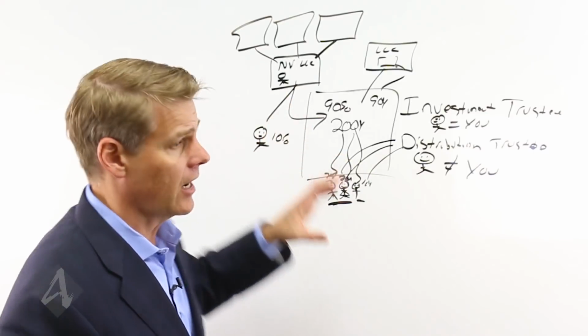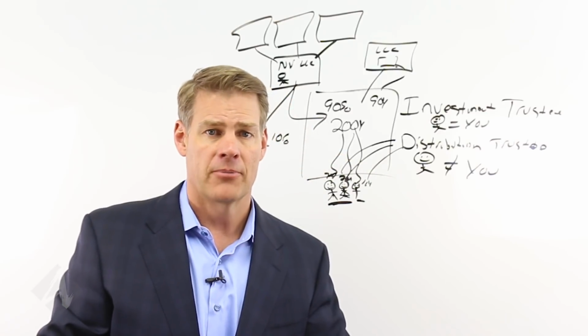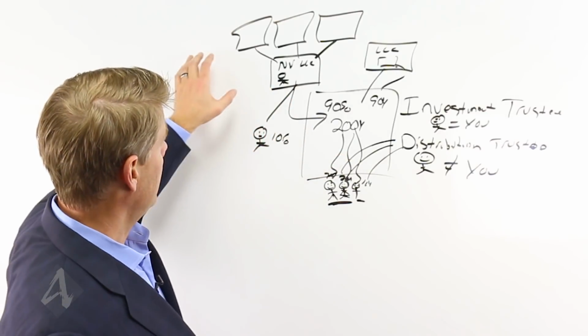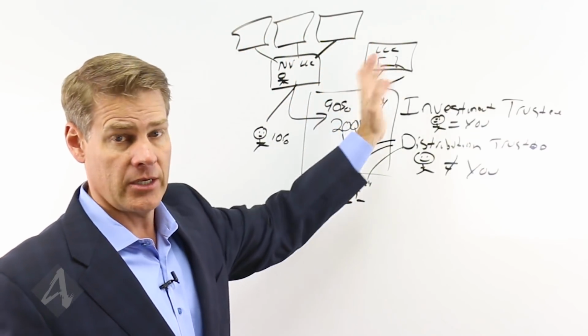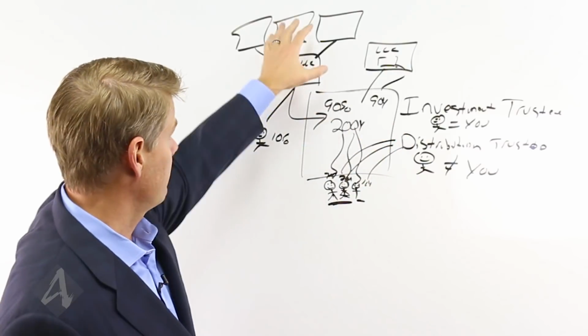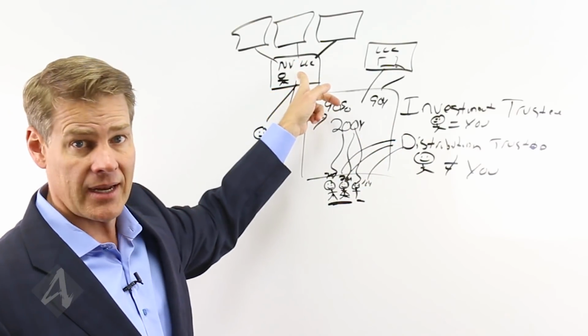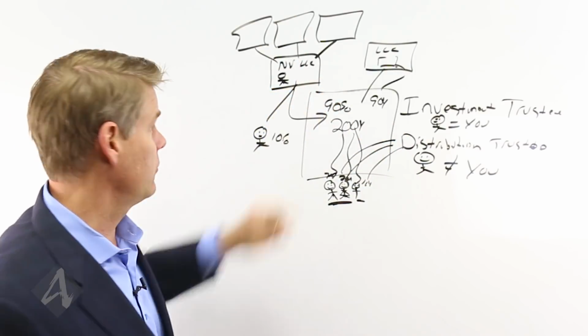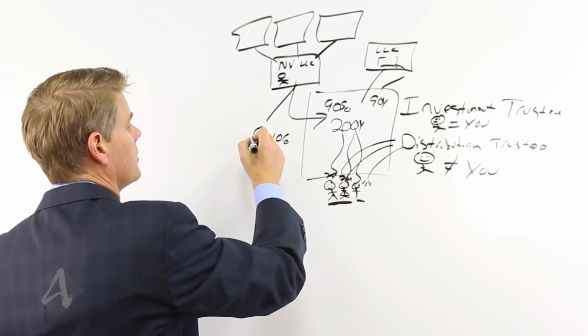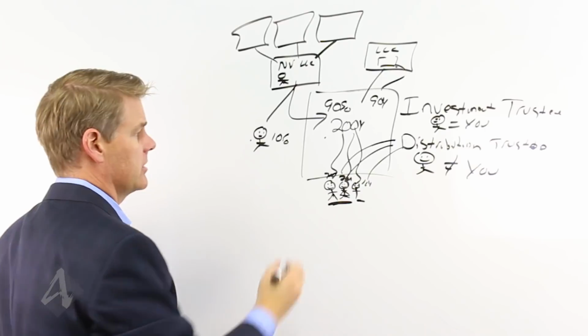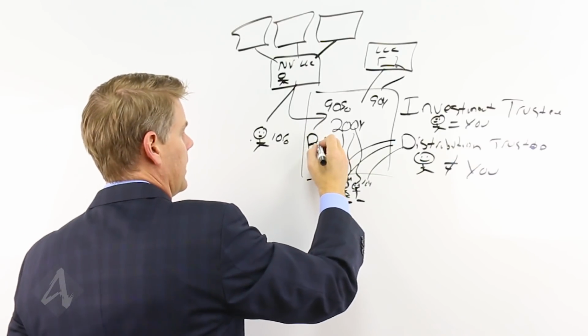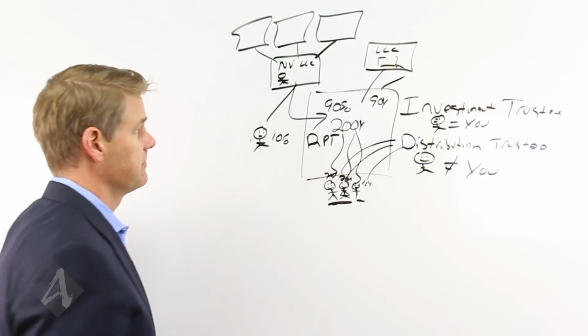I'm working with somebody right now that has 25 properties. And what we did is we put each of those 25 properties into a series LLC, into different cells. We have it held in a Nevada LLC. The individual here owns 10% of this and is the manager, and we gave 90% over to this asset protection trust, APT, just like that.